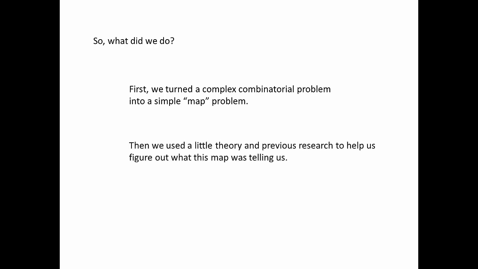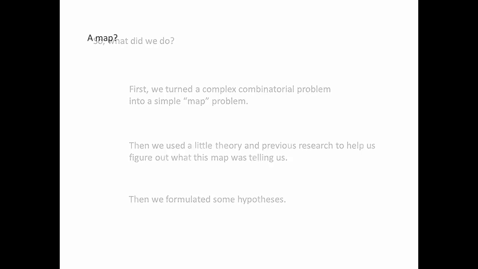So, what did we do? Well, first, we turned a complex combinatorial problem, how you mix and match all of those different intervention components, into a simple map problem. Then we used a little theory and previous research to help us figure out what that map was telling us. And then we formulated some hypotheses.